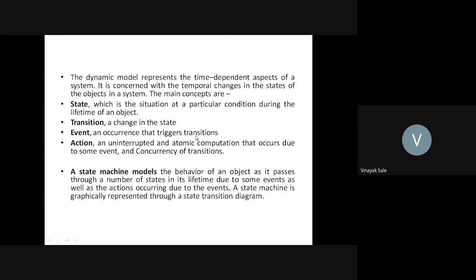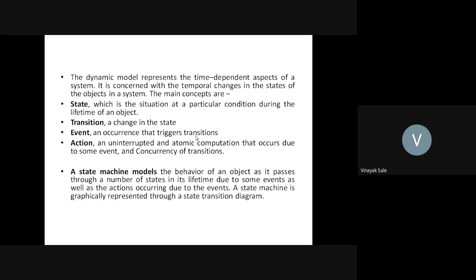A dynamic model represents the time dependent aspect of a system. It is concerned with temporal changes in the states of the object system. Suppose in the case of an examination, there is a time specific examination. You are given a quiz of 15 minutes. After 15 minutes, you cannot give the examination. This is a dynamic model. It is the time dependent aspect of the system.